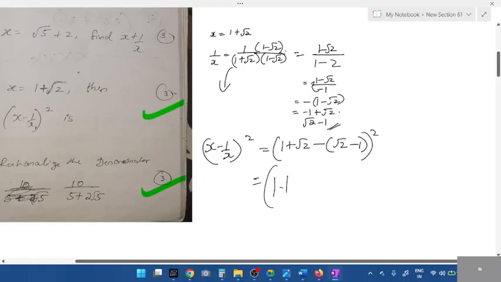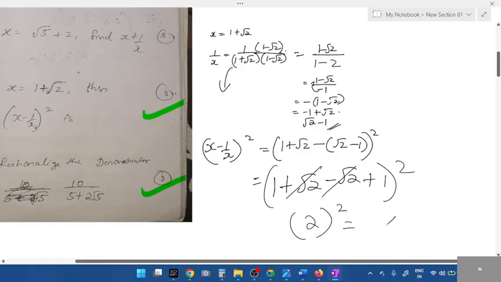When there is minus 1 plus root 2, when you open the bracket, you get minus root 2. Minus into minus is plus 1 the whole square. Root 2 plus root 2 minus root 2 gets cancelled. 1 plus 1 is 2 the whole square. What's the answer you got? Is it 4? This is how you solve. Just go through once. If it is wrong, make a note.